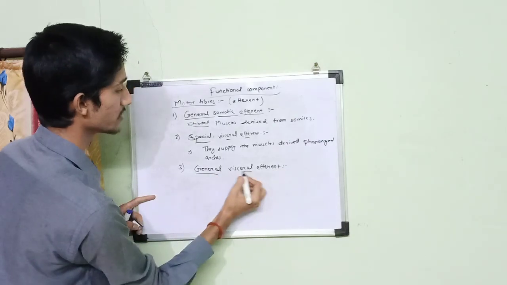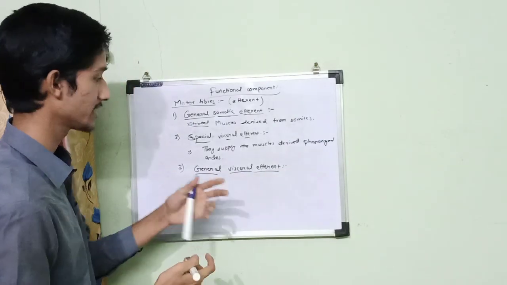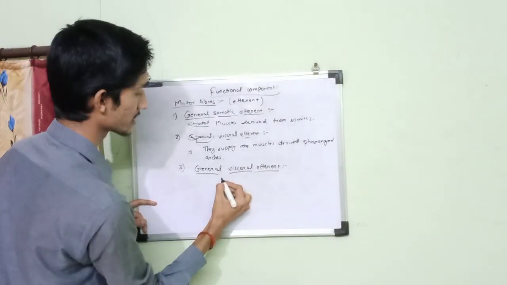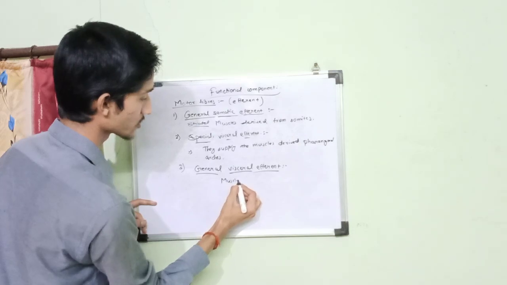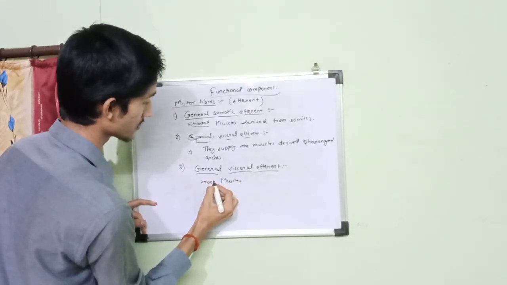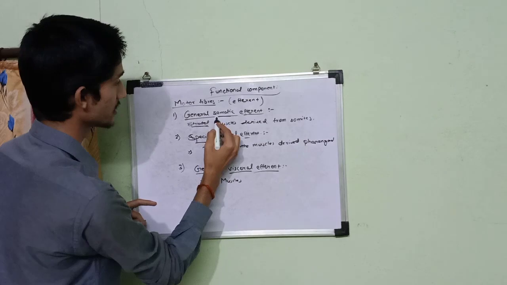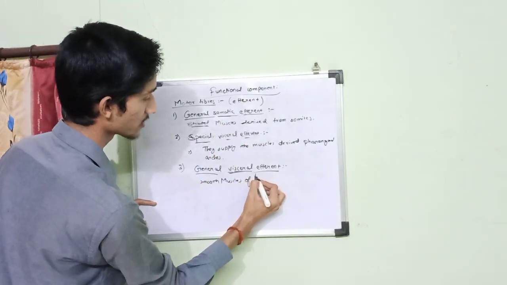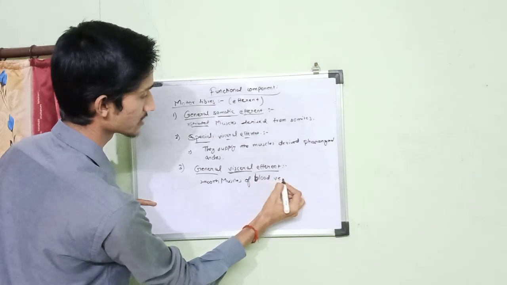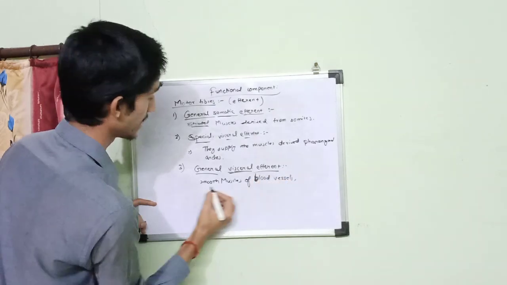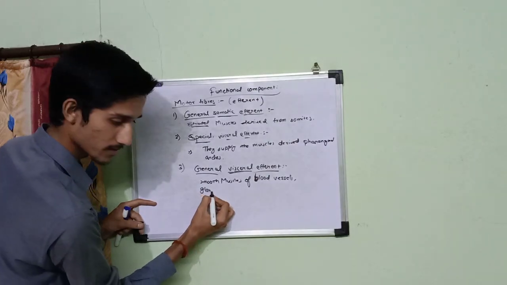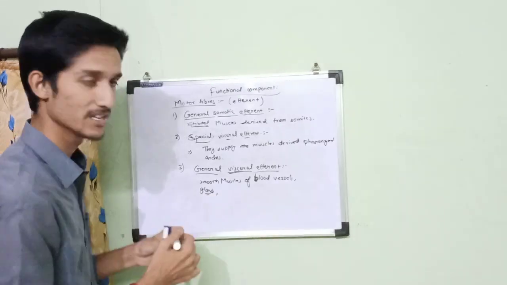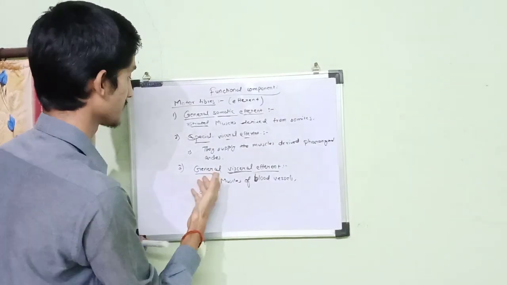General visceral efferent fibers. General means they are going to supply generally the visceral parts of our body, like the smooth muscles of blood vessels. Here we have striated muscles since it is somatic, but in visceral we have smooth muscles of blood vessels, and also supply to certain glands, like our parotid gland, pituitary gland.